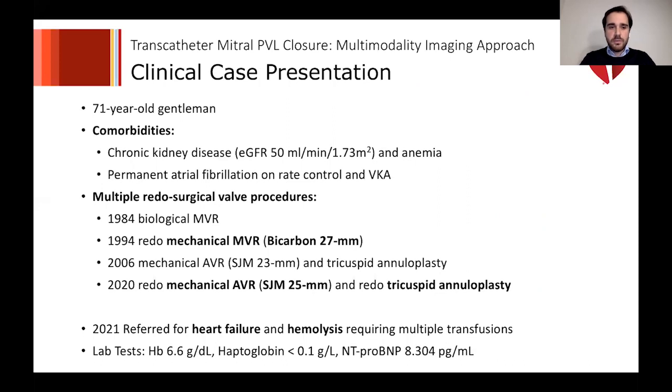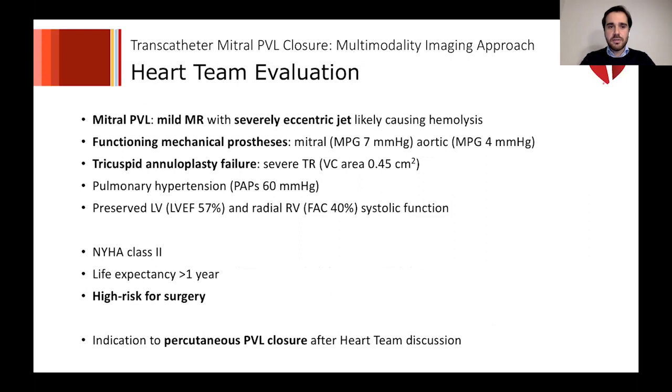So in 2021, we received a 71-year-old gentleman with several comorbidities and a history of multiple redo surgical valve procedures who had a mechanical mitral and aortic valve replacement and a tricuspid annuloplasty. This patient presented with heart failure and severe hemolysis requiring multiple transfusions. At the time of admission, transthoracic echocardiography revealed a mitral paravalvular leak, which was causing only mild MR, but with a severe eccentric jet, which was deemed to be the likely cause of the hemolysis.